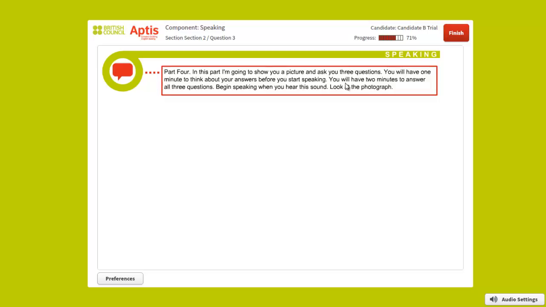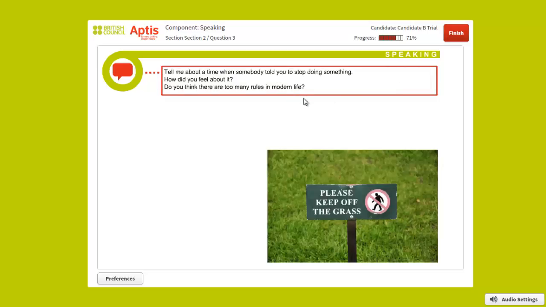Look at the photograph and understand the time, and the time is given to think, and the time is given to answer. When somebody told you to stop doing something, he will ask you 3 questions. How did you feel about it? And do you think there are too many rules in modern life? And the 3 questions should be finished in only 2 minutes.